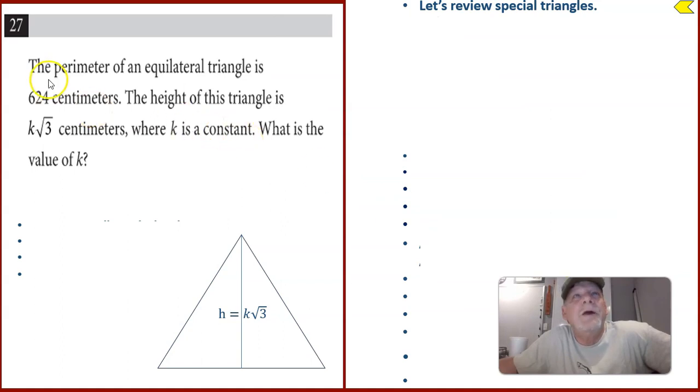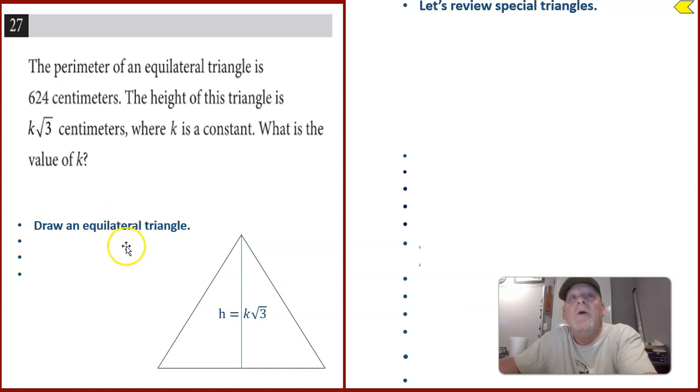It says the perimeter of an equilateral triangle is 624 centimeters. The height of this triangle is k square root of 3 centimeters, where k is a constant. What is the value of k? All right, first of all, we have to draw the equilateral triangle. And remember, an equilateral triangle means that all 3 sides are equal. All right?